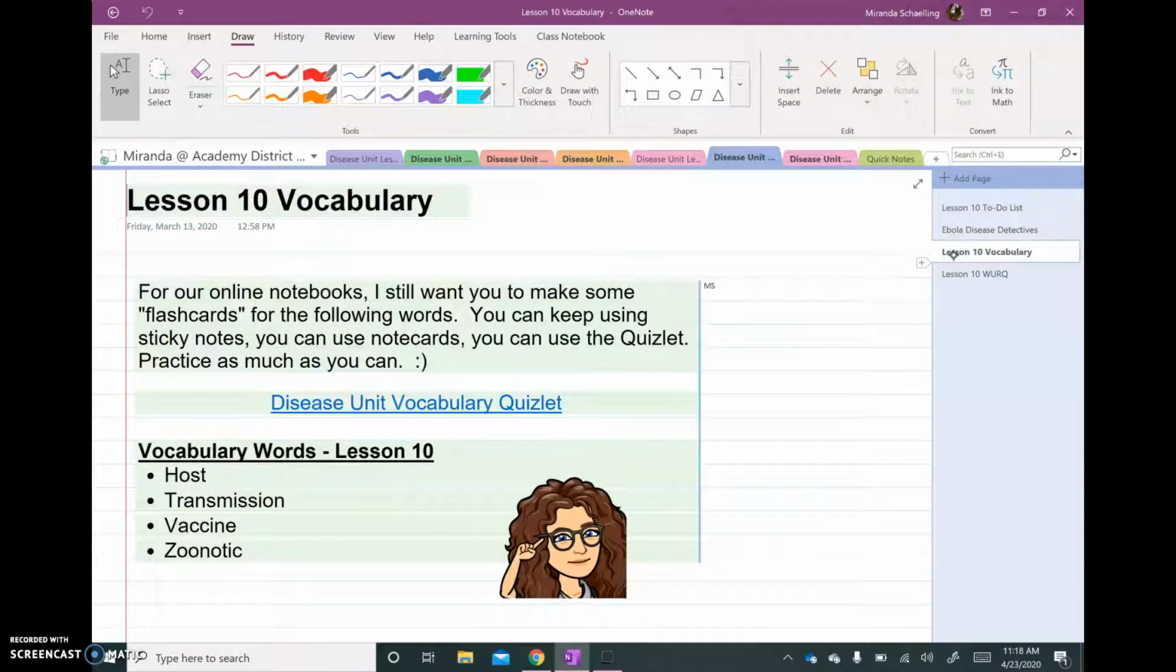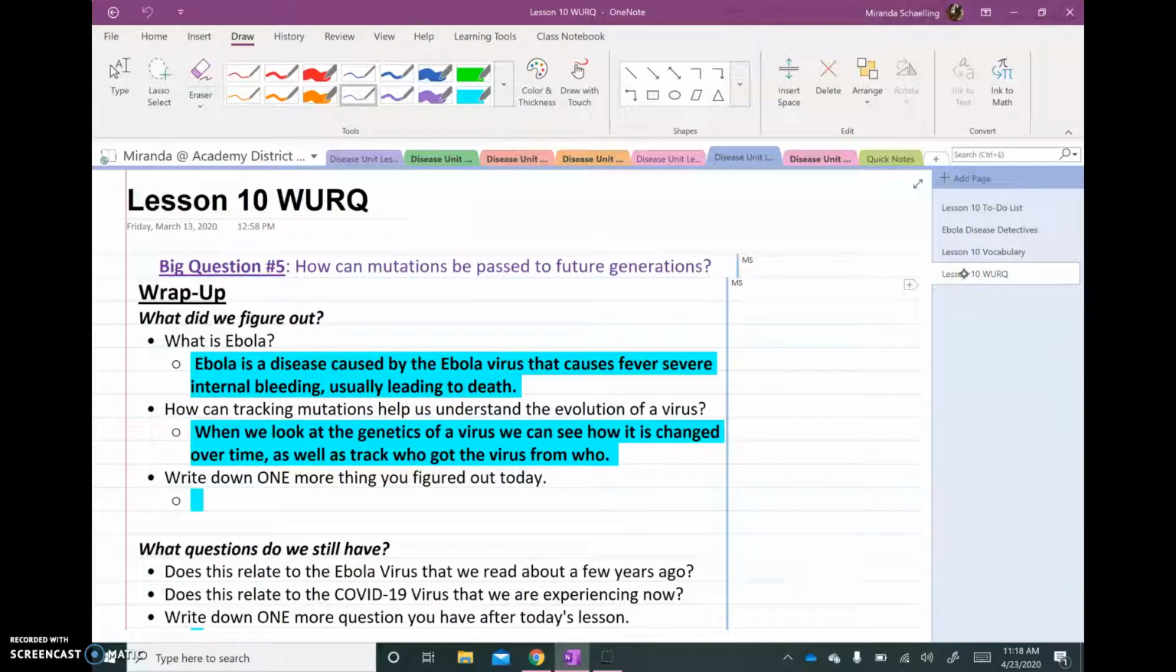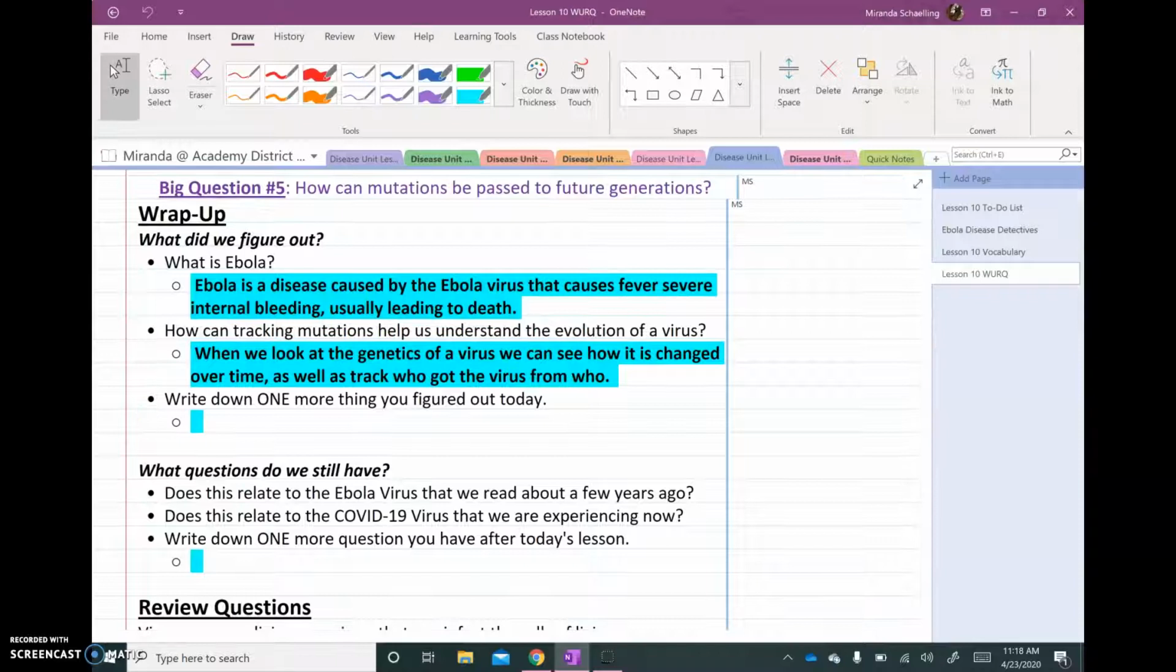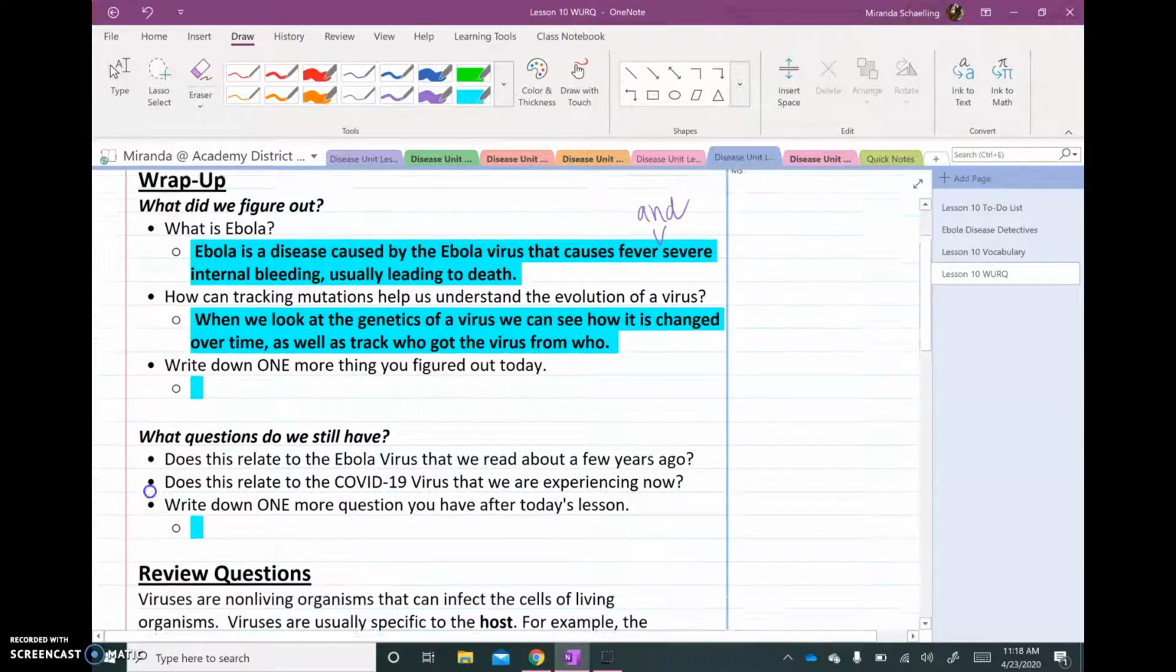All right, for our vocabulary, we've got host, transmission, vaccine, and zoonotic. And then for our wrap-up and review question, what's Ebola? Ebola is a disease caused by the virus that causes fever and severe internal bleeding, usually leading to death. How can tracking mutations help us understand the evolution of a virus? When we look at the genetics, we can see how it changes over time and track who got the virus from who.